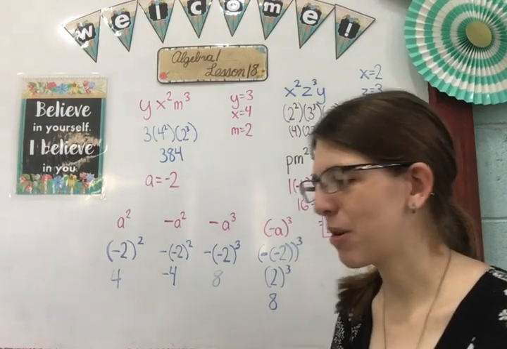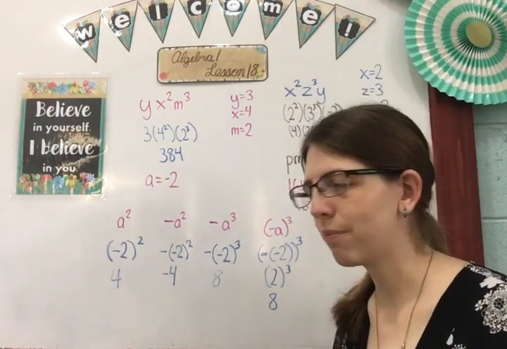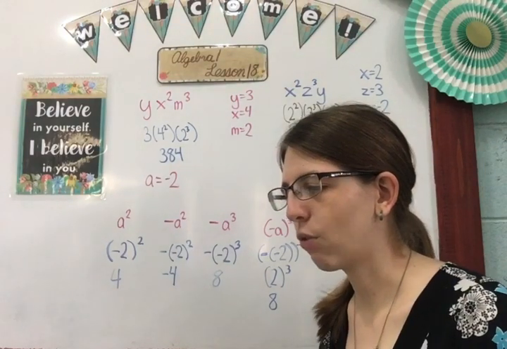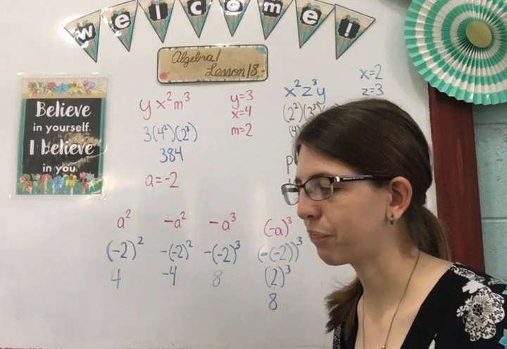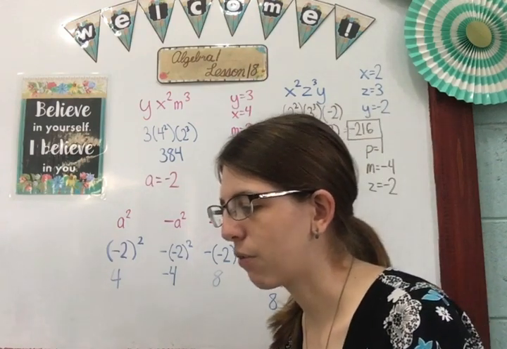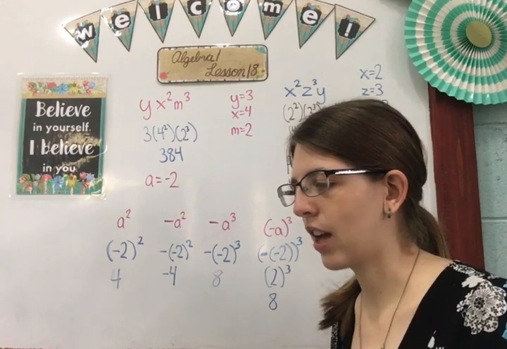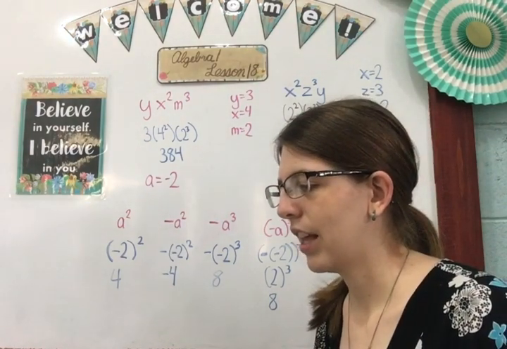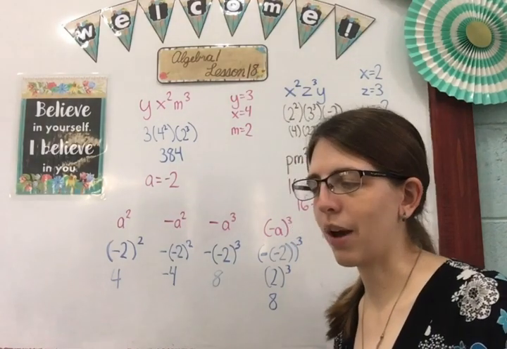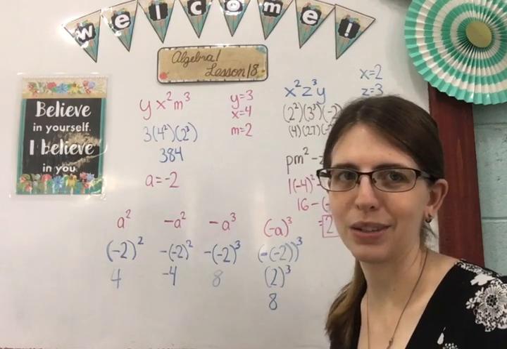You should be back from your practice, ready to go. Letter A was 144, because you multiplied negative 4 squared minus 4 times negative 3 times negative 5. Letter B is negative 44. You had negative 4 squared minus 4 times negative 3 times negative 5. Letter C is negative 32. You had negative 2 squared minus 4 times negative 3 squared.